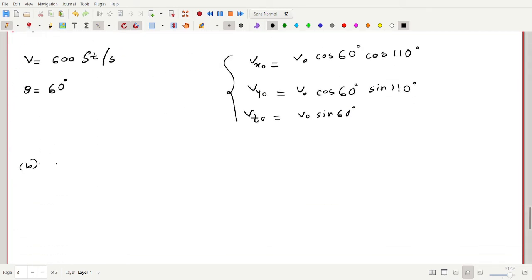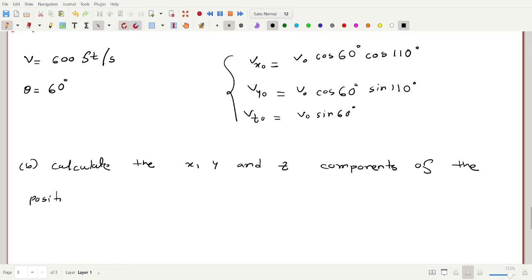Calculate the position of the particle. Calculate the x, y and z components of the position vector of the particle at t equals 20 seconds. So how can we do that?